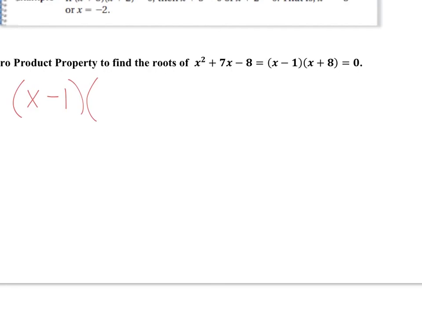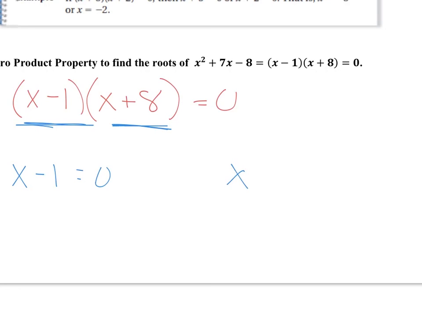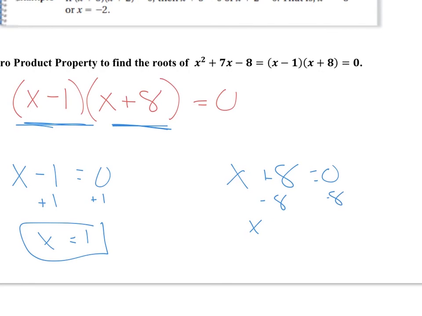I'm going to take this, x squared plus 7x minus 8, and I'm going to write it in factored form like this. But then the zero product property says, hey, this right here is one factor multiplied by a second factor that multiplies to be 0. What I'm able to do now is say, well, if that's the case, then either x minus 1 equals 0 or x plus 8 equals 0, and that allows me to solve, right? Add 1 to both sides here, and I get x equals 1, and I can subtract 8 from both sides here, and I get x equals negative 8.